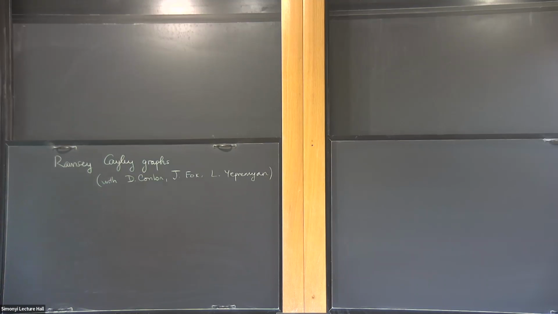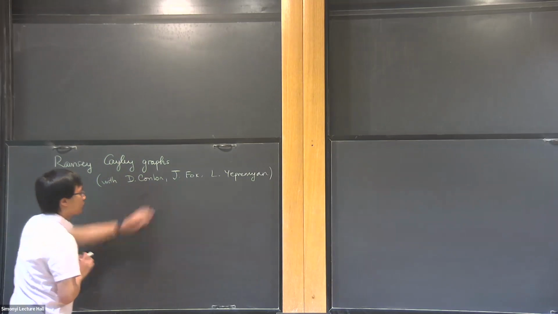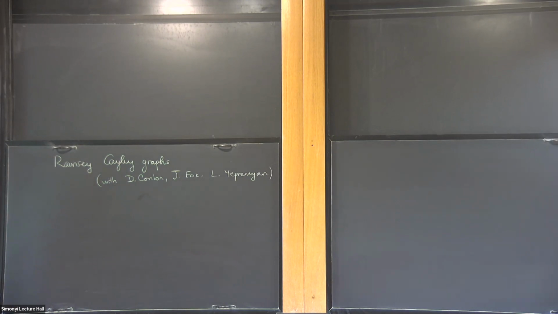Yeah, thanks, Avi, and thanks everyone for coming. So today's talk is around Ramsey Cayley graphs and various related problems. And again, very soon you will see that this is just a continuation of yesterday's theme. So we will run into some additive combinatorics problem. And again, the perspective is we are going to tackle these problems with a flavor in additive combinatorics, but without groups. Okay. So again, joint work with David Conlon, Jacob Fox, and Liana Yepremyan.